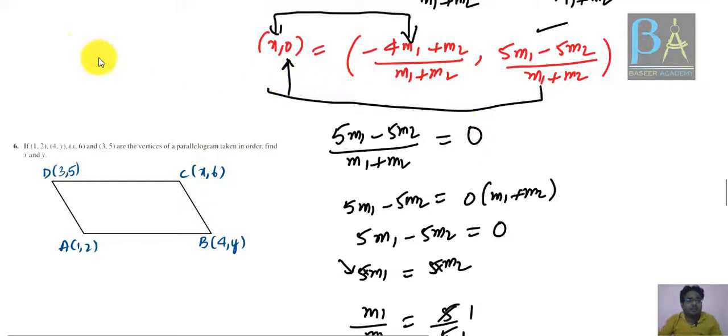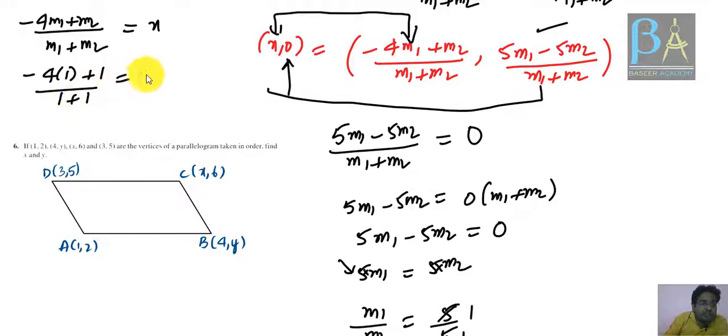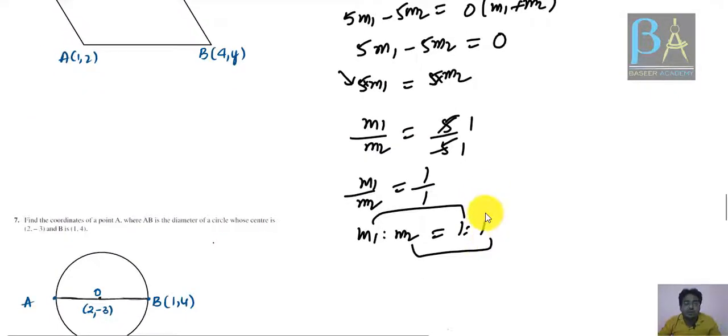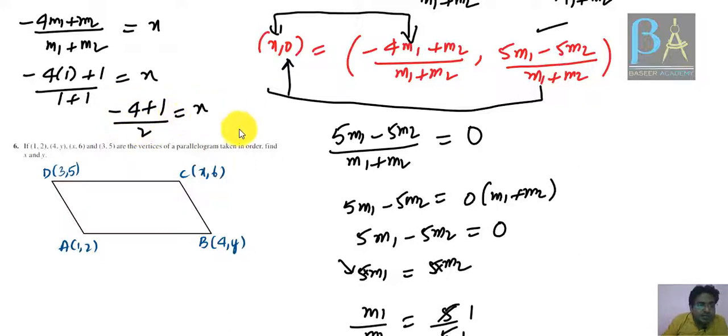So let me equate the x coordinates this time. So minus 4m1 plus m2 by m1 plus m2. The x coordinate here is going to be equal to this x coordinate, which is x. And in place of m1, I'm going to write 1. In place of m2, I'm going to write 1, obviously, because the m1 is to m2 ratio we got as 1 is to 1. Now what happens? Minus 4 plus 1 by 1 plus 1, which is nothing but 2. So I'm getting the x value as minus 3 by 2.